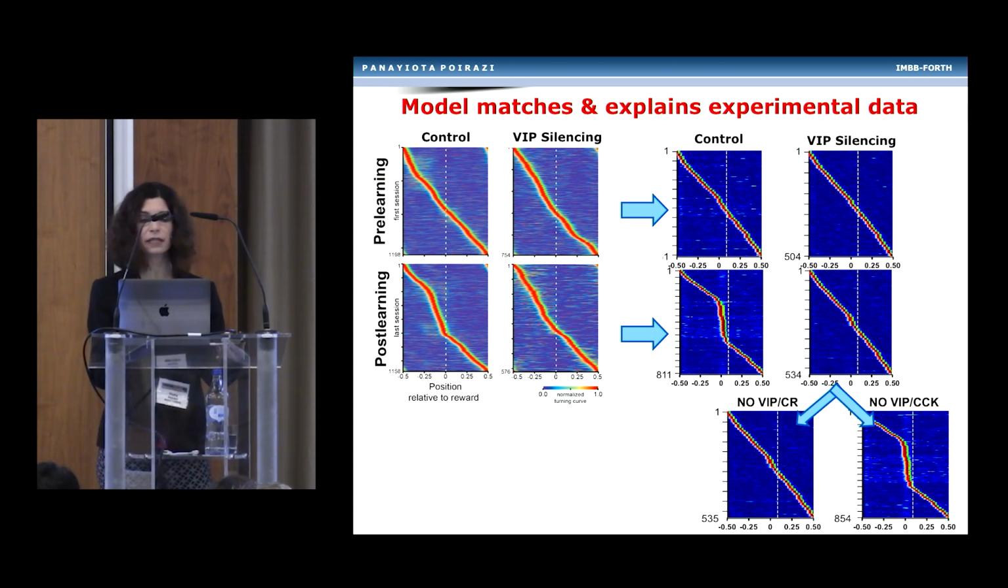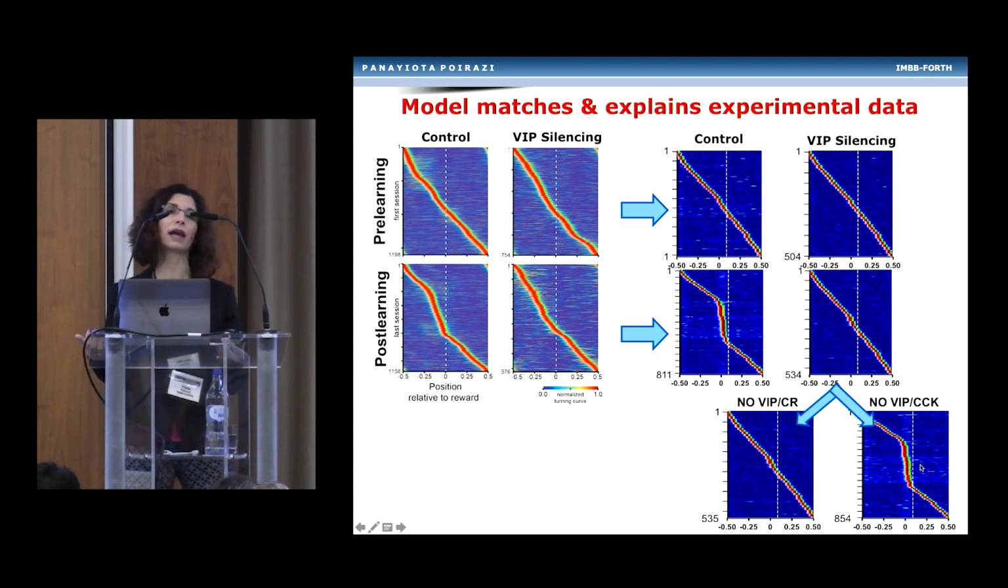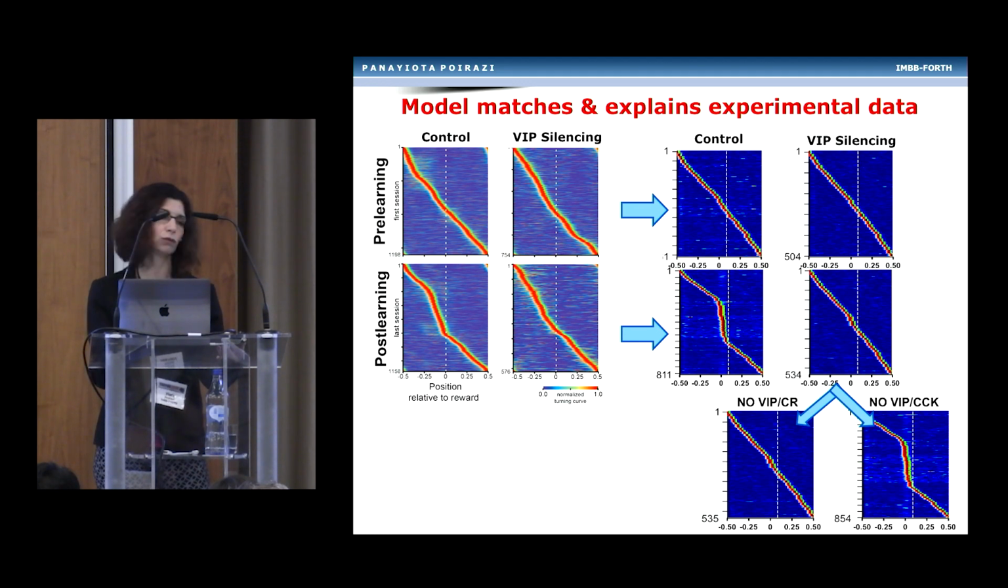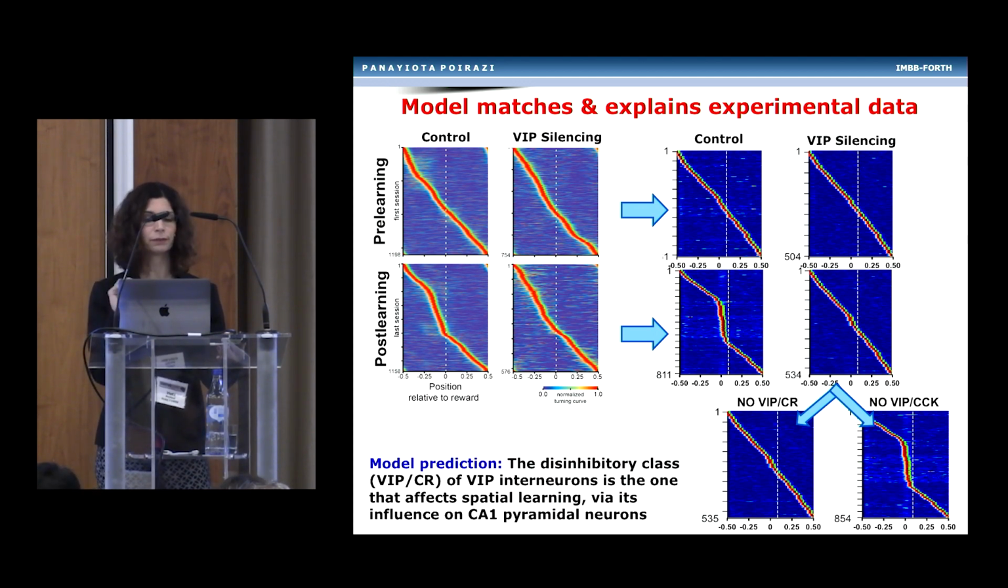And what we find is that if you block the disinhibitory population, which is the CR, then this phenomenon, the overrepresentation of the reward, disappears, whereas if you block the CCK interneurons, this doesn't go away. In fact, it gets enhanced. So the main output from this work is that we can identify the subclass of these interneurons that are causal, or rather, they're responsible for preventing the learning of the reward location. We still don't know if it's really causal.